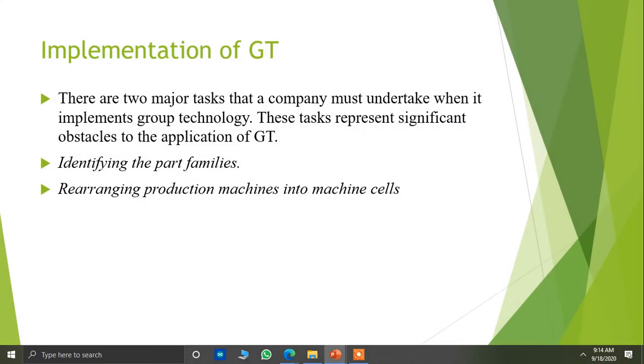First, where do you apply this GT? There are multiple things a company or production process looks into. There are hurdles in implementing GT, but these hurdles are only at the initial stage, not at the design, fabrication or manufacturing stage. Only at the beginning stage will there be implementation issues. The very first thing is identifying part families. What do you mean by identifying the part families?